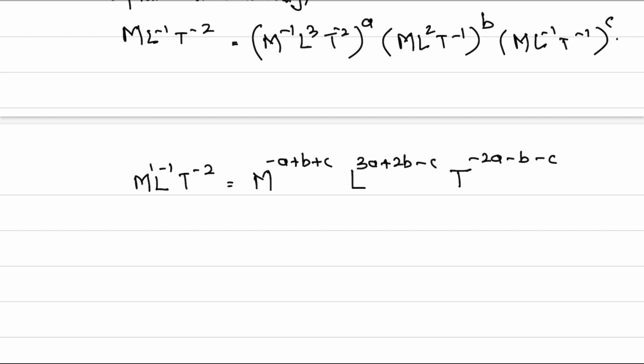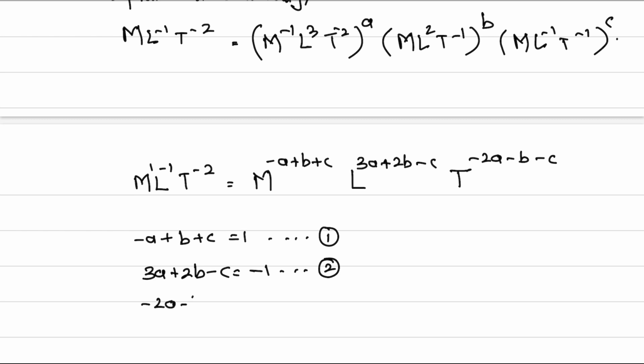Hence, when you compare the powers on both sides, we will get 3 equations and 3 unknowns, so we can easily solve the simultaneous equations. Minus a plus b plus c is equal to 1, that is equation number 1. 3a plus 2b minus c is equal to minus 1, that is equation number 2. Minus 2a minus b minus c is equal to minus 2, that is equation number 3.